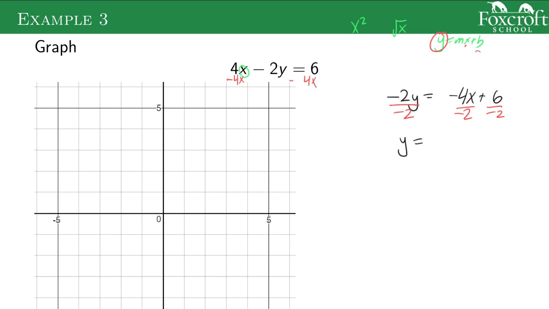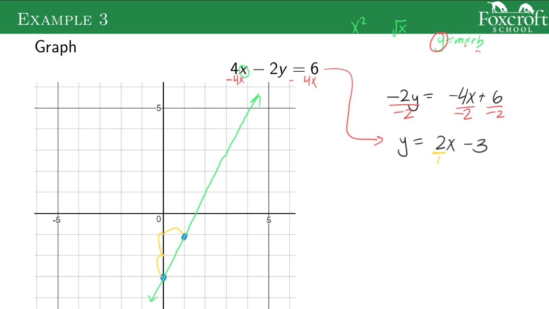It's going to give me positive y. -4 over -2 is positive 2. 6 over -2 is -3. So now I've transferred this function into y equals mx plus b, and I graph it the same as example 1. So -3 is my y-intercept. 2 is 2 over 1. So it's rise 2, run 1. And now I have my line.